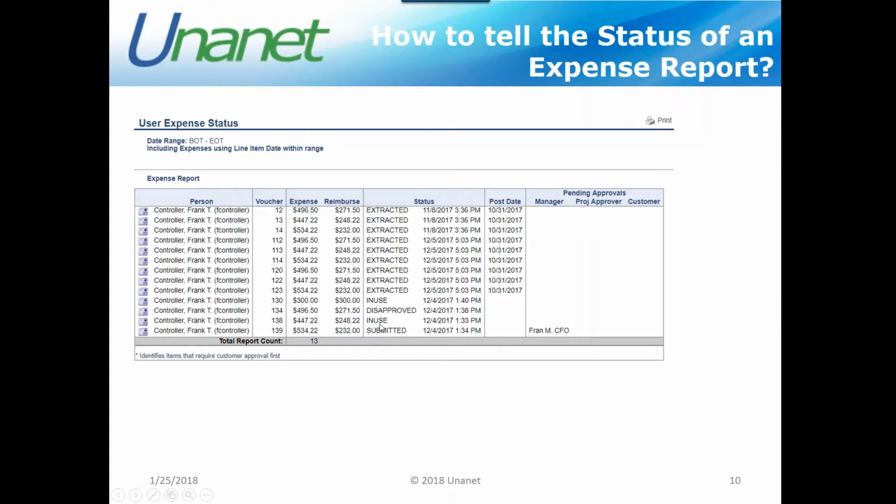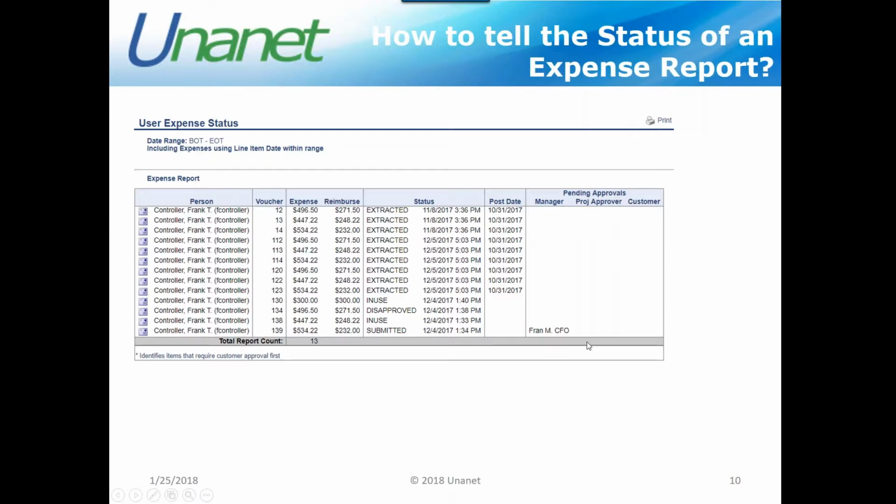I have two of them that are in use, and just like timesheet statuses, expense reports have the exact same statuses. So these are ones that I'm currently entering, but I haven't yet submitted. I've got one that's been disapproved, so I probably want to go and take a look at that and see what's going on. I might need to make some corrections so I can submit that again. But I also see that I have one that's in the submitted state. And I can look over here on the far right of that screen, and I can see the pending approvals.